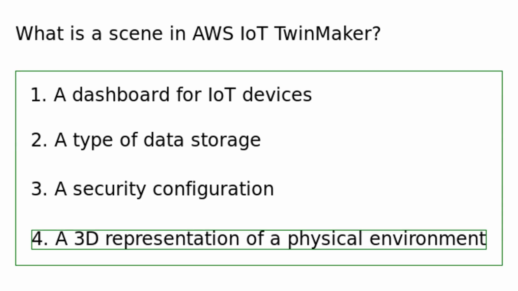A scene is a 3D representation of a physical environment in AWS IoT TwinMaker.